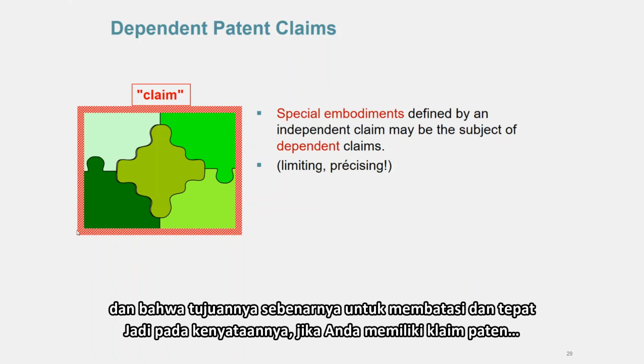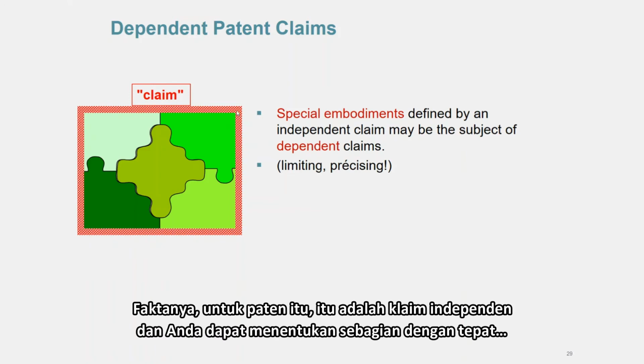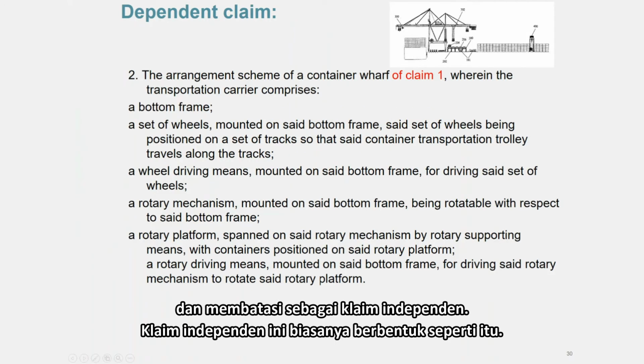So in fact, if you have an independent patent claim, it is normally a very broad application, of the extent of the patent. That is the broadest you might get, in fact, for that patent. That is the independent claim. And you might specify part of it by precising, limiting as a dependent claim.